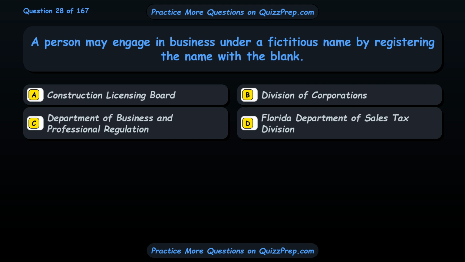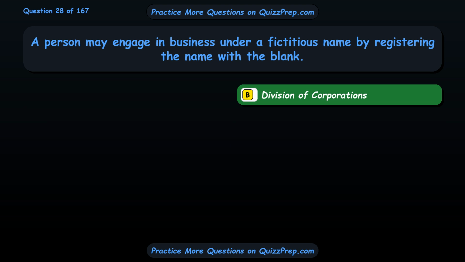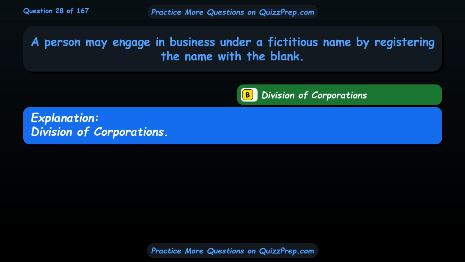Question 28. A person may engage in business under a fictitious name by registering the name with the blank. Option A, Construction Licensing Board. Option B, Division of Corporations. Option C, Department of Business and Professional Regulation. Option D, Florida Department of Sales Tax Division. The correct answer is option B, Division of Corporations.